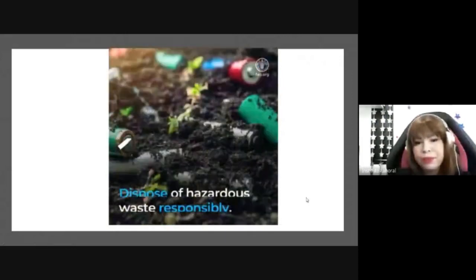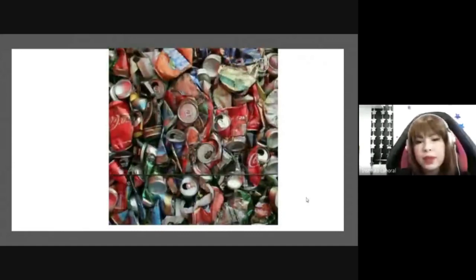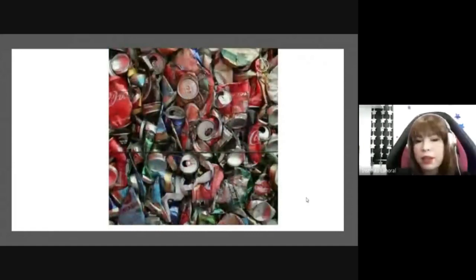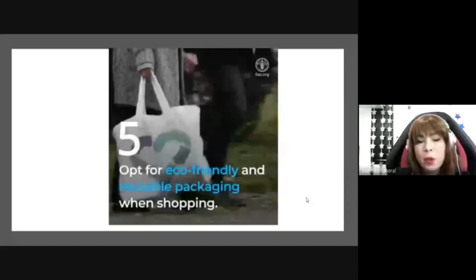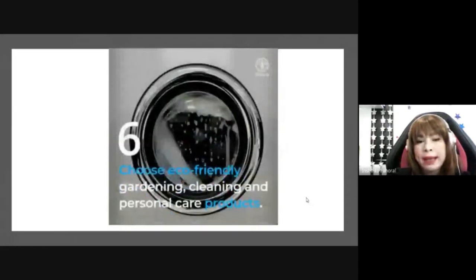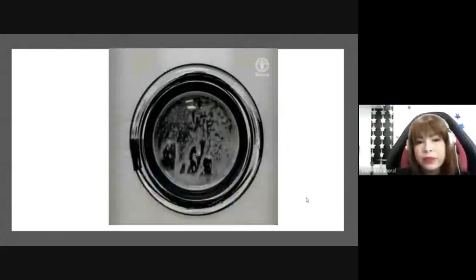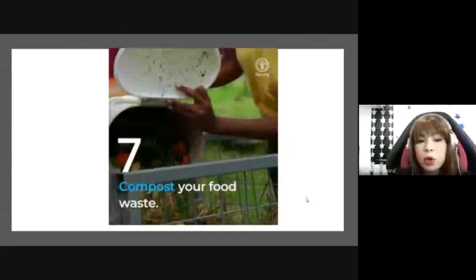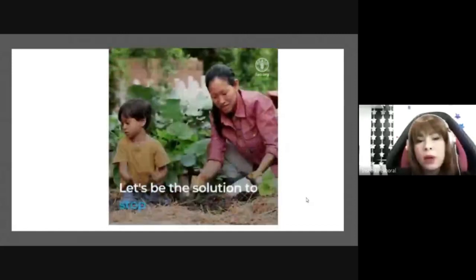Number 2, avoid single-use plastic. Number 3, recycle, recycle, recycle. Number 4, think twice before buying new electronic devices. Number 5, opt for eco-friendly and reusable bags. Number 6, choose eco-friendly gardening, cleaning, and personal care products. Number 7, compost your food waste. In this way, let's be the solution to stop soil pollution.